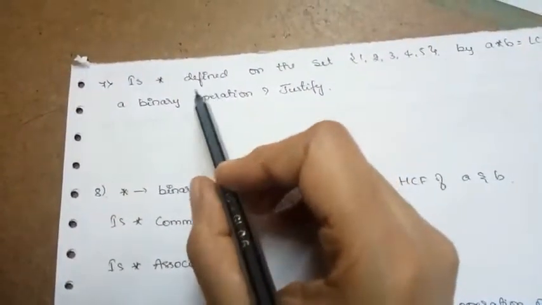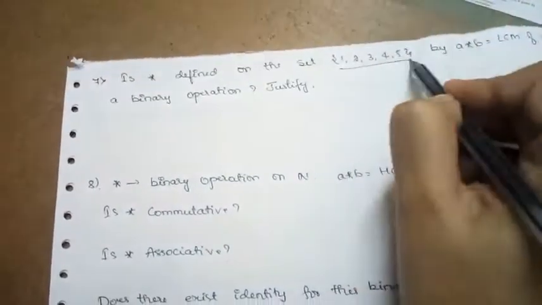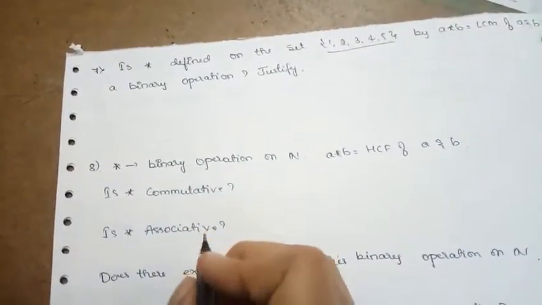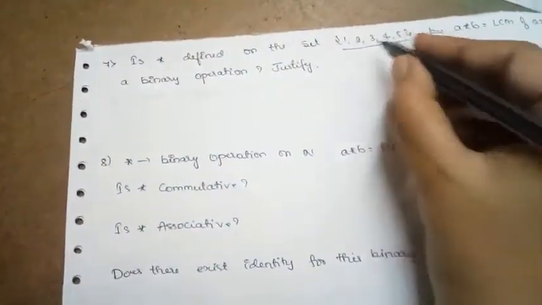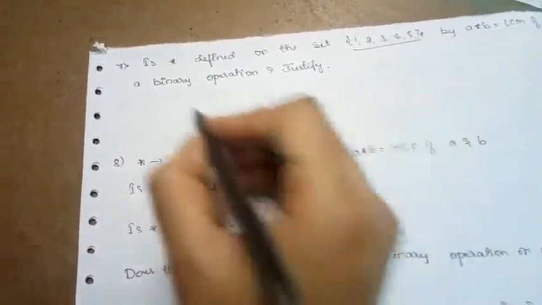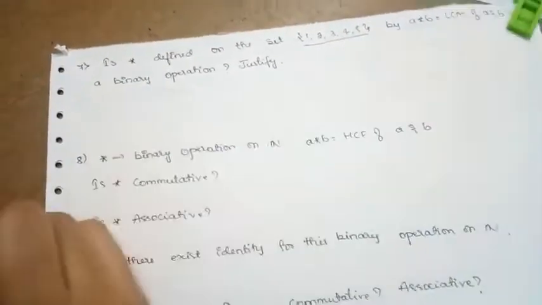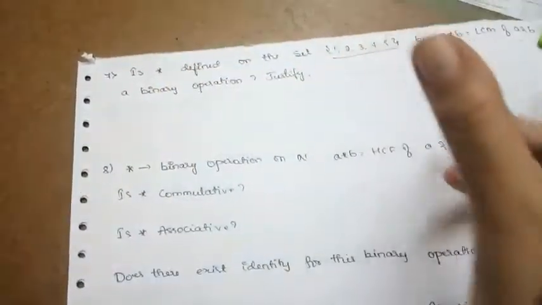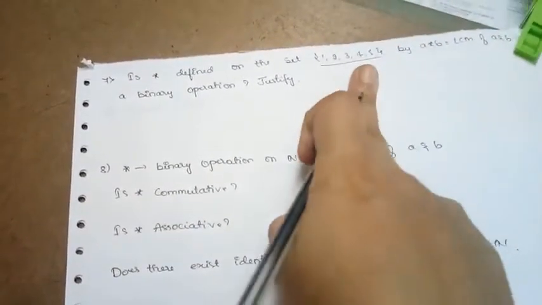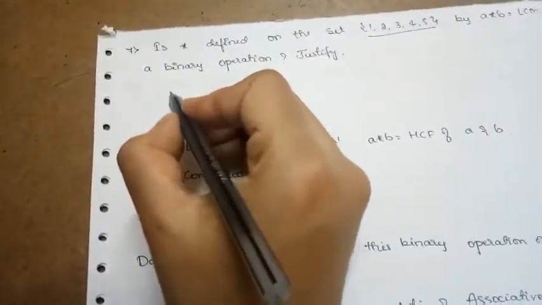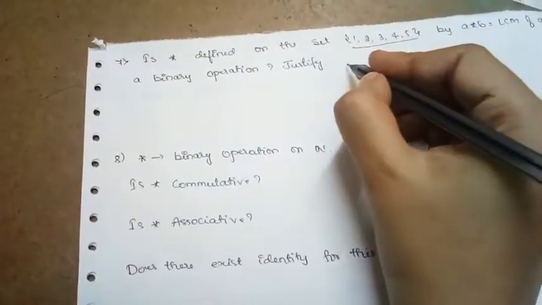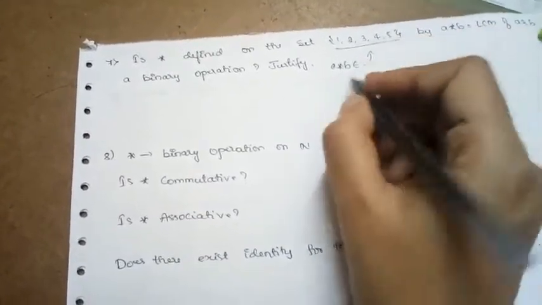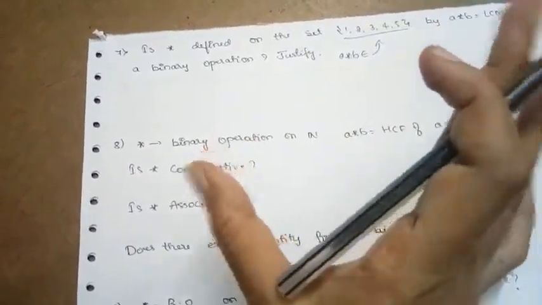So let us move to the next question. Here, is star defined upon the set by A star B equal to LCM of A and B a binary operation or not, they are asking. Here our set consists of 1, 2, 3, 4, 5. A star B is LCM of A and B. We need to check whether it is a binary operation or not. To say it is a binary operation, for all elements belonging to the given set, A star B should also belong to the given set. Only at that time do we say it is a binary operation.